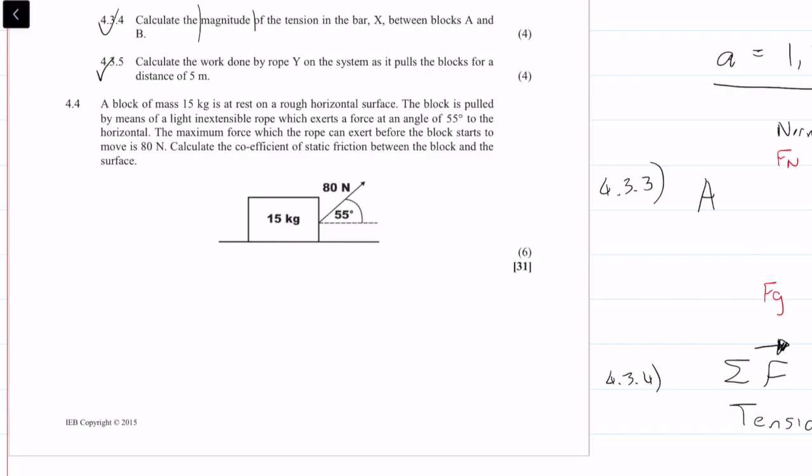A block of 15 kilograms is at rest on a rough horizontal surface. The block is pulled by a rope, which exerts a force at 55 degrees. As you can see, the maximum force which the rope can exert before the block starts to move is 80 newtons. Calculate the coefficient of static friction.